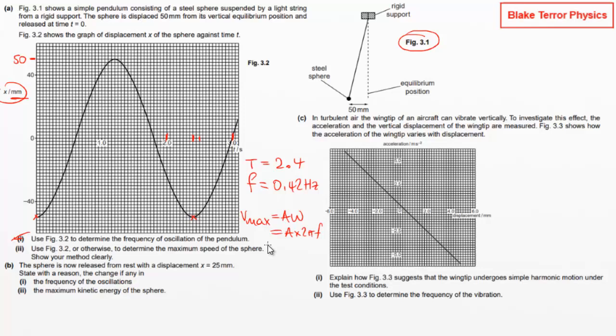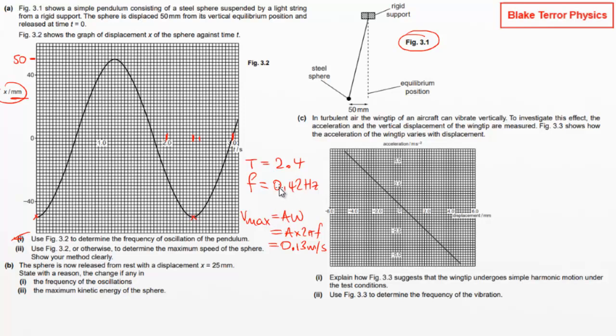So we just need to make sure we've got all the right bits in all of this. So we've got 50 millimeters times 2 times pi times f. So that's 100 times 1 over 1,000, so that's a tenth of 2 pi f. Right, let's just type all of that in. So it's 0.13 meters per second.